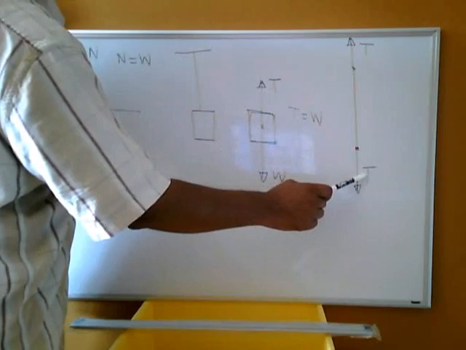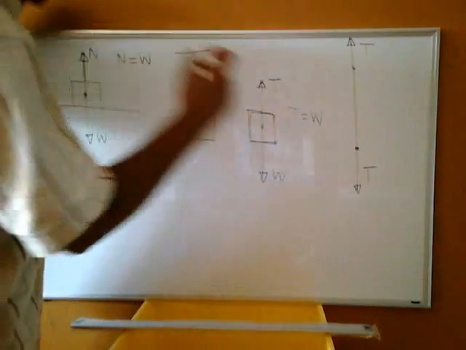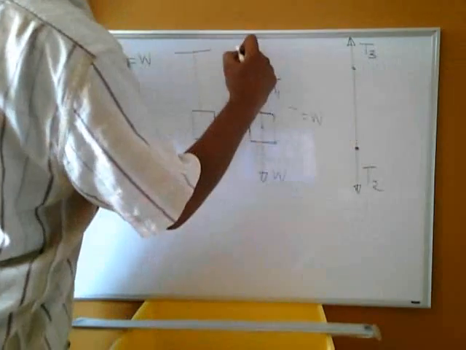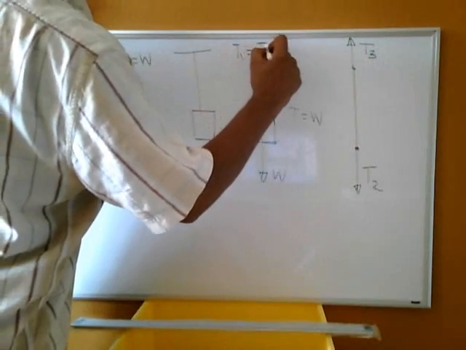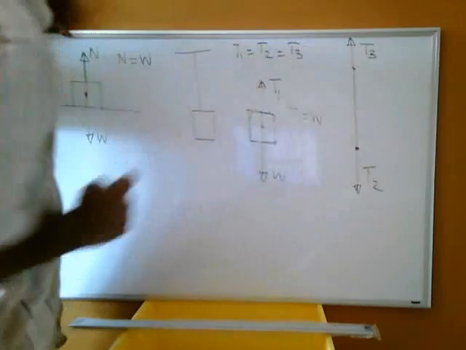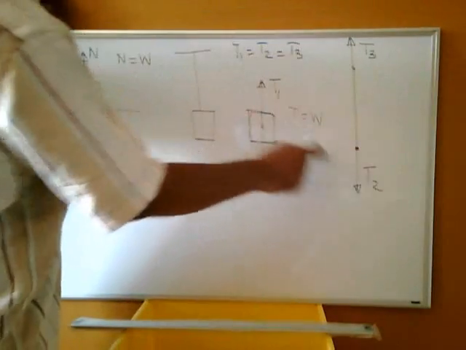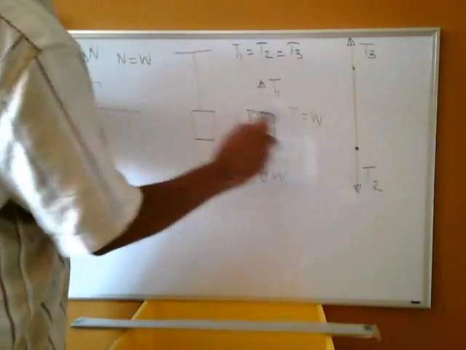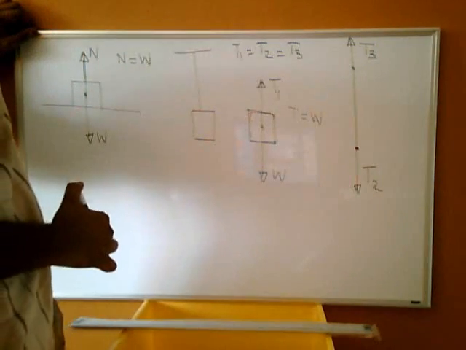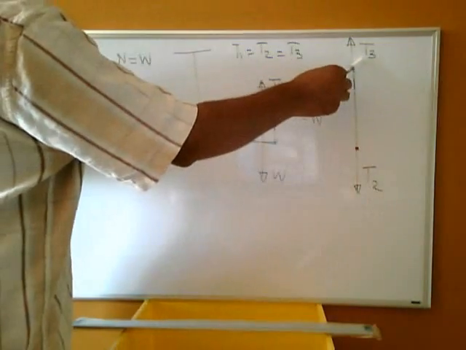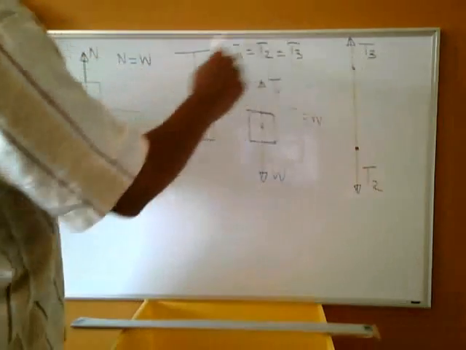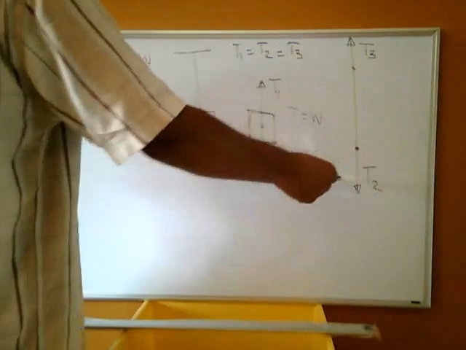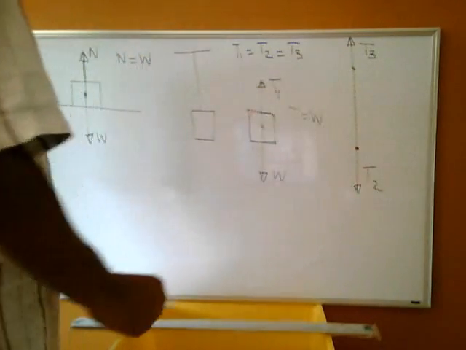Now this force is exerted. So if I call this T1, and this T2 and T3, where T1 is equal to T2 is equal to T3. Now T2 is the action for T1, is the reaction for T1. So T1 and T2 are action-reaction pairs. Now T3 is exerted by the ceiling on the string. T3 balances the force T2, so the string is at rest.